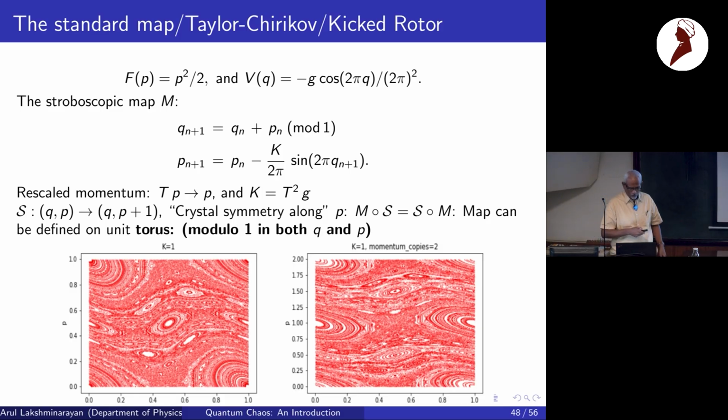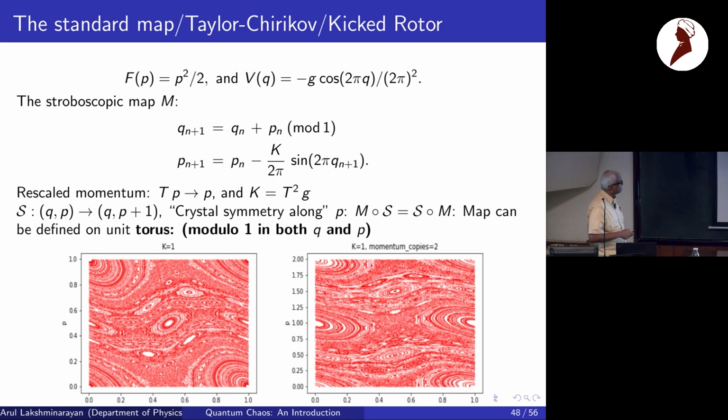Okay, so to revise, this is a kicked rotor. So it's a free particle which is periodically kicked by this potential which is cosine. So it's like turning on and off a gravitational field of a rotor, of a pendulum. And this is the map. So you should think of Q as the angle and P as the angular momentum.